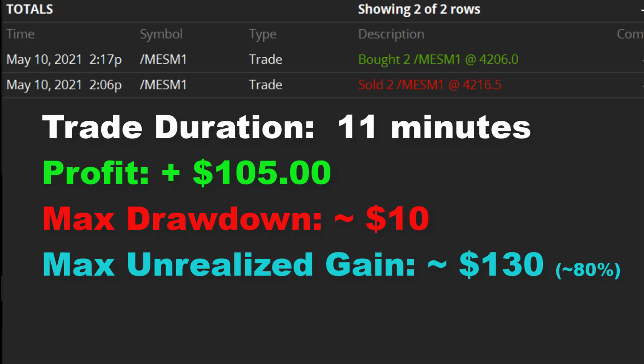Maximum drawdown, only about $10 on this unrealized gain. The max was about 130. I got 105 of it, close to 80%, and that's never a bad thing. So that works out really, really well.